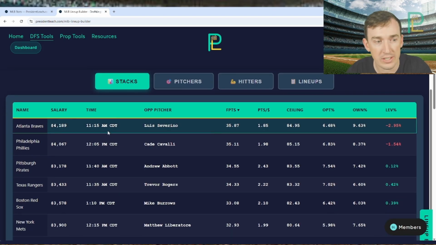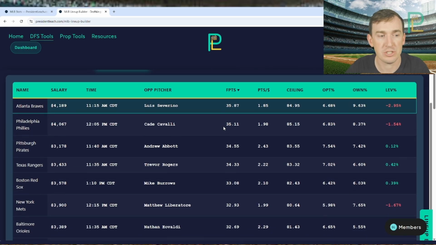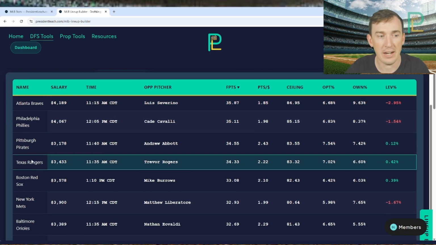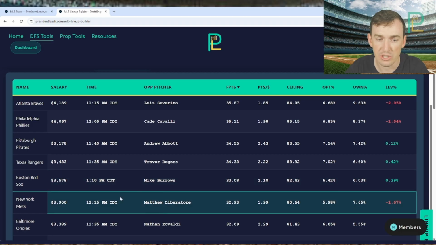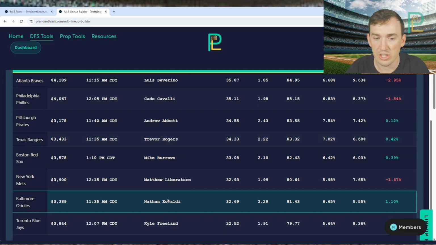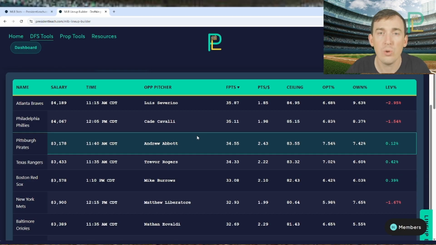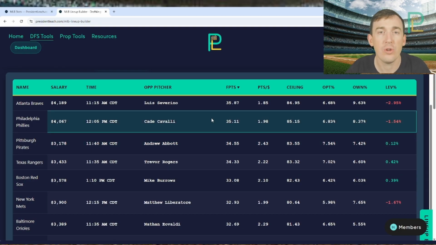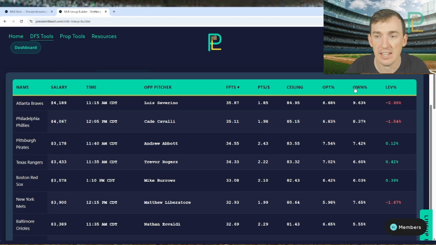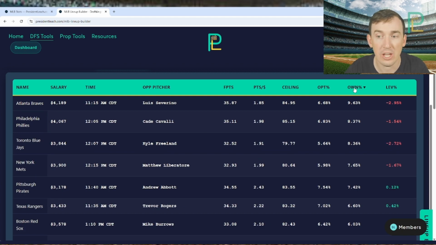You can see points, of course, Braves, Phillies, some of these top teams are going to be highly projected. You see a few, though, Pirates, Rangers, Red Sox, and Houston. Again, the Orioles here against Eovaldi, a good pitcher. So you get an idea of who the highest projected stacks are on the slate, and also where the ownership is going to be.